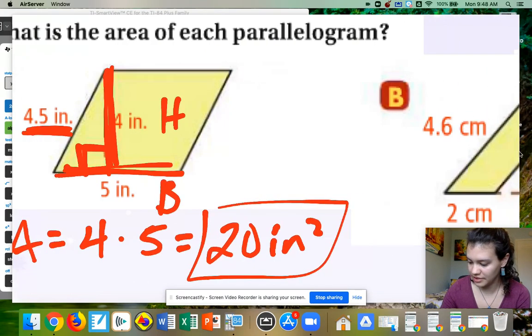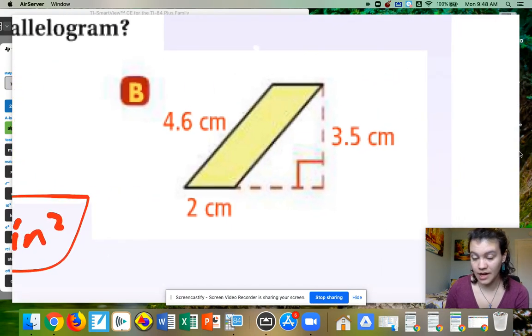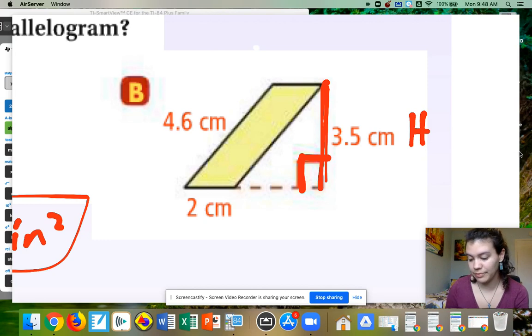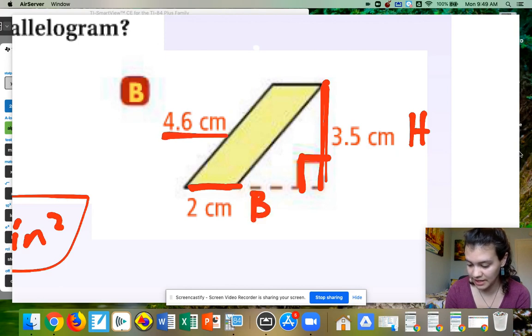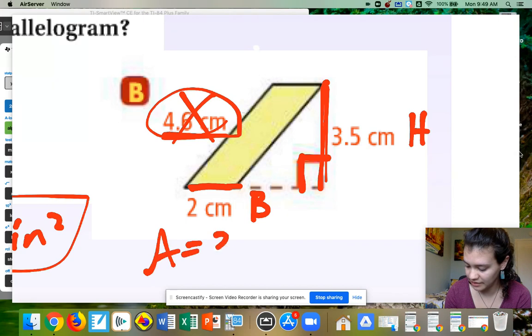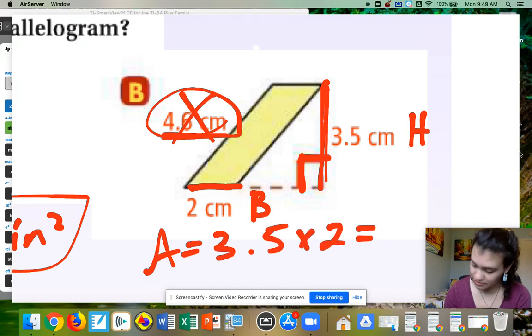And then if we go over to the next example, here our height is on the outside. So again, you need this 90-degree angle. So this is going to be our height. And then your base has to always be the one perpendicular. So it's going to be this down here is the base. This again is nothing. It's just to confuse you in case you think that's like your base or your height. So your area is then 3.5 times 2, and this will give you 7 centimeters squared.